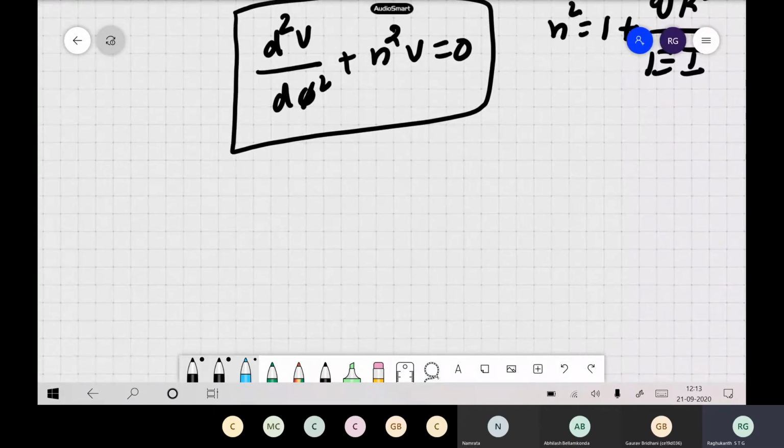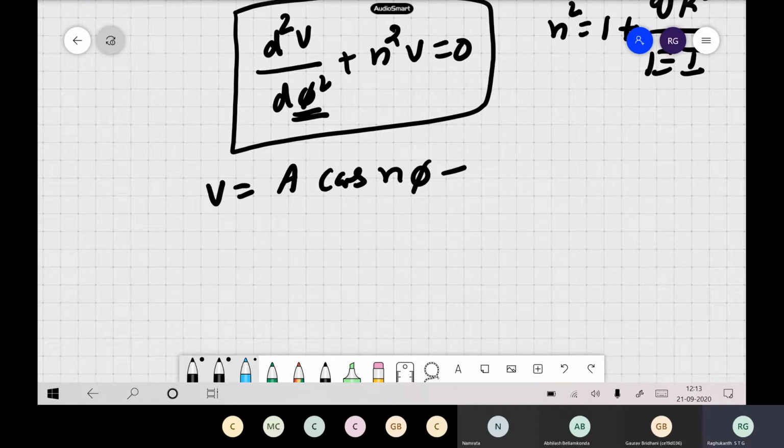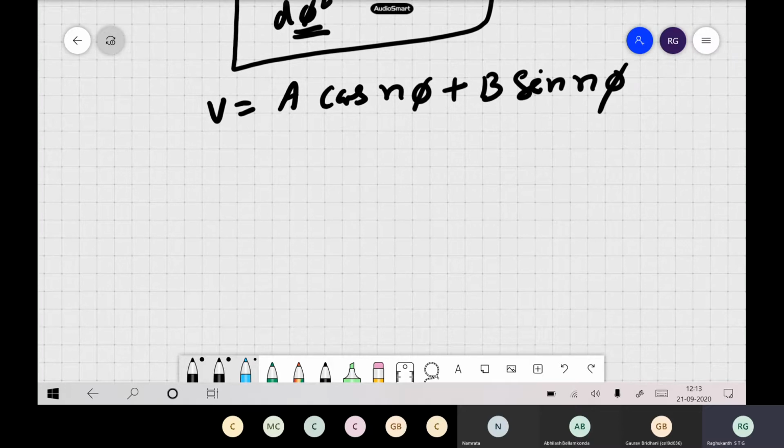Now this is a second order ODE. The solution we used to write as a sin kx plus b cos kx, but now instead of x we have phi itself. So the solution can be written as a cos n phi plus b sin n phi. This is our solution. Now you have two constants, a and b, which you have to find out from the boundary conditions.